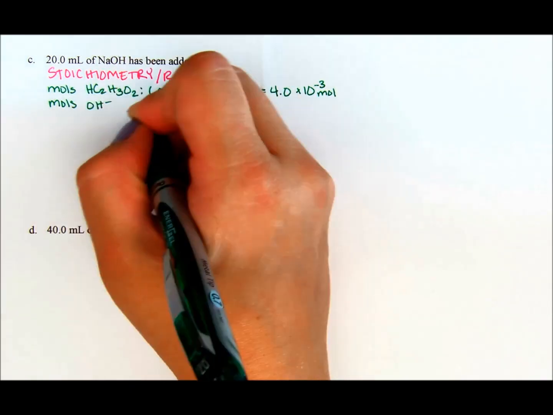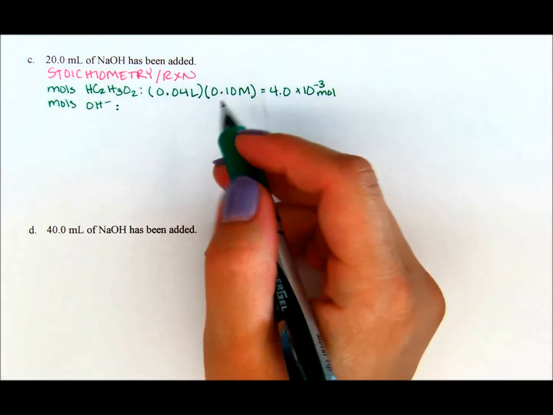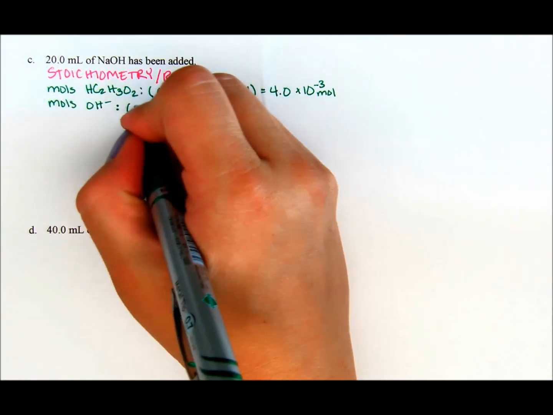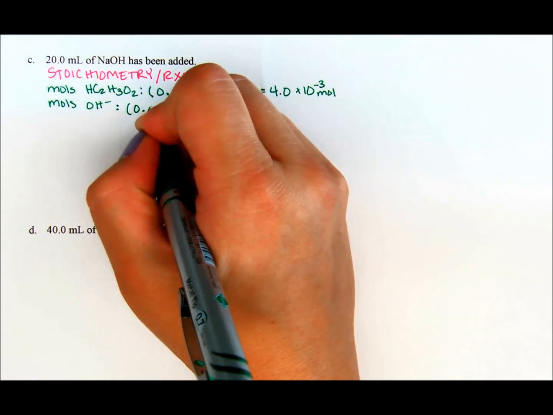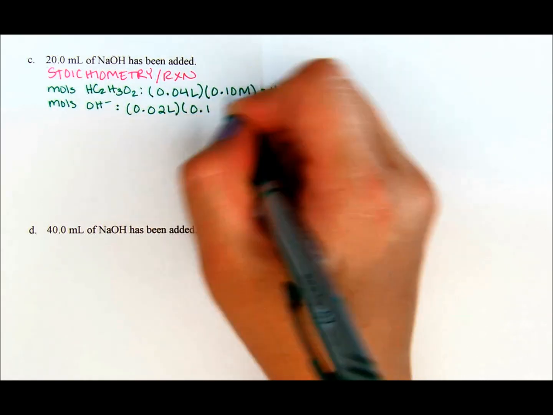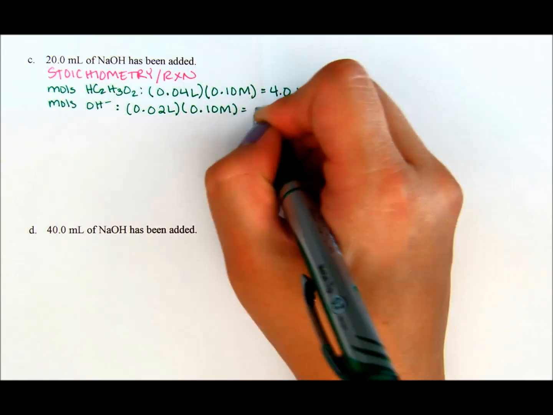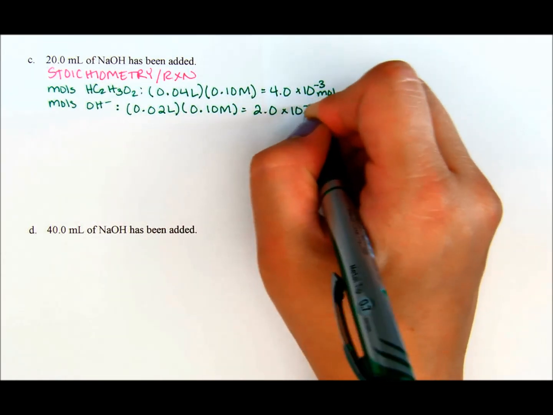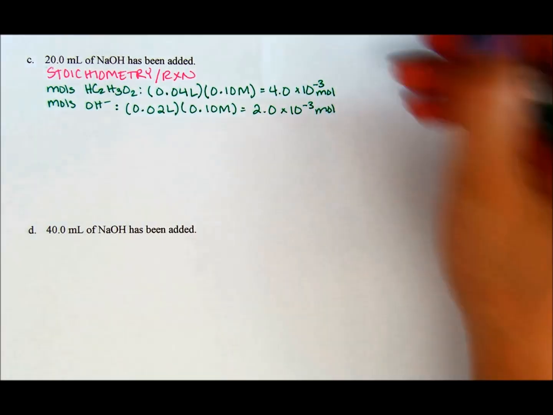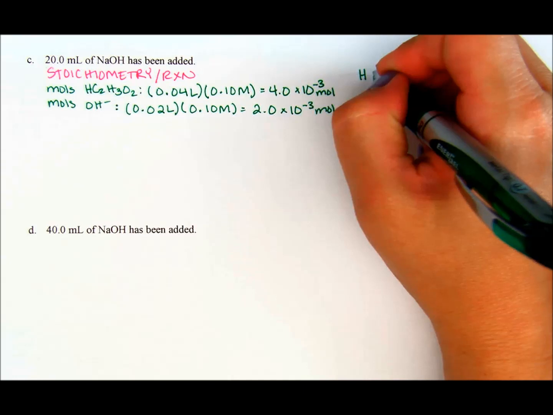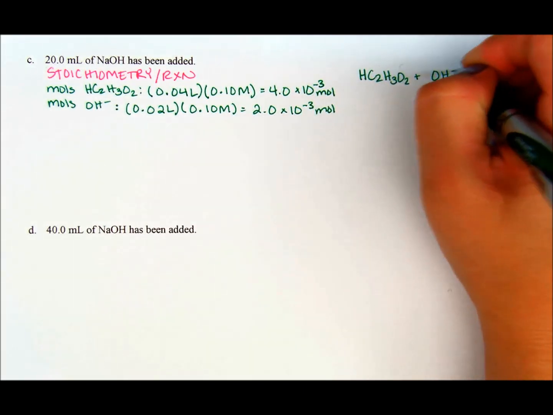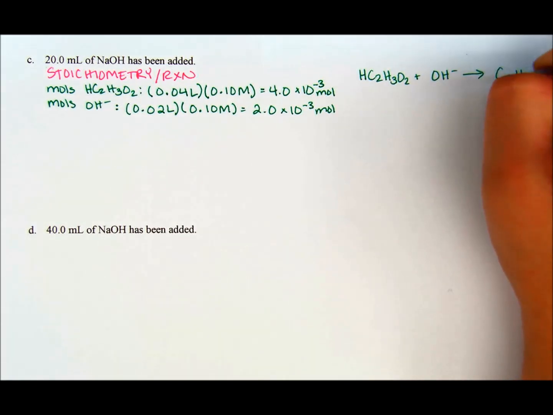How many moles of hydroxide am I adding this time? Very similar as before, the last calculation. The only thing is this time you're adding 20 milliliters, so 0.02 liters, and it's that same molarity. So you get 2 times 10 to the negative 3 moles. Let's go ahead and set up our ICE table. So our acetic acid plus hydroxide will yield acetate.